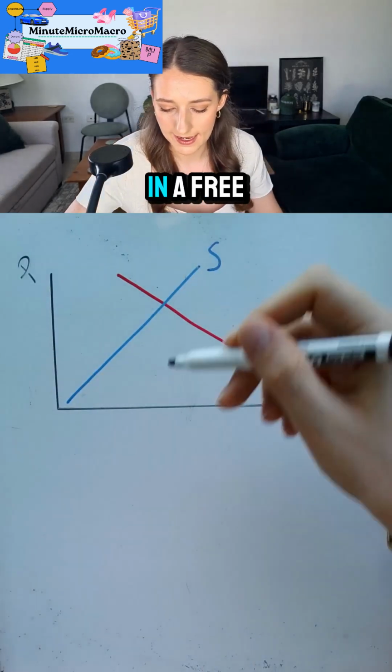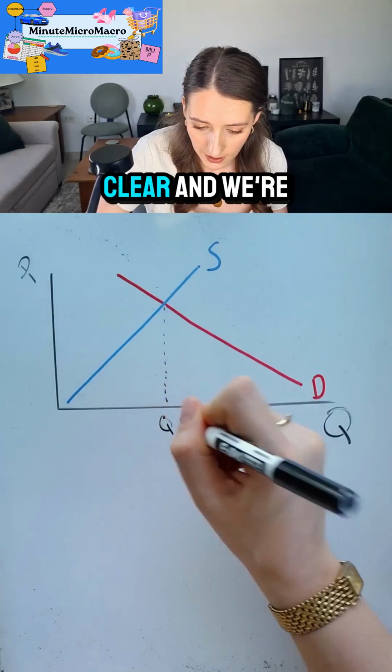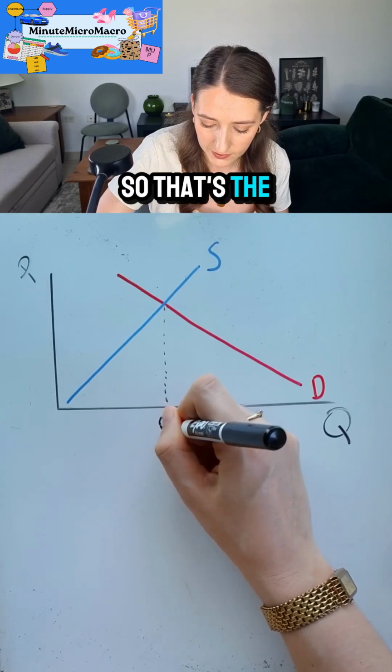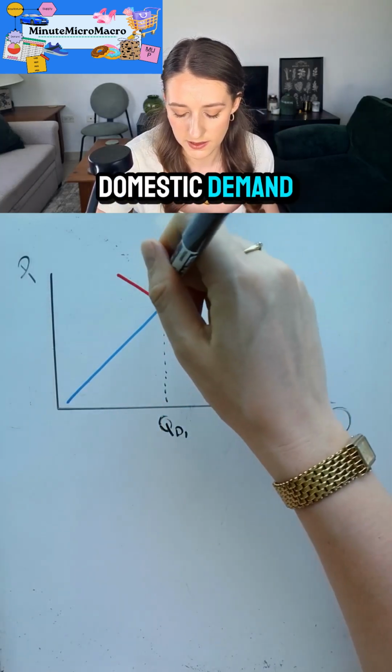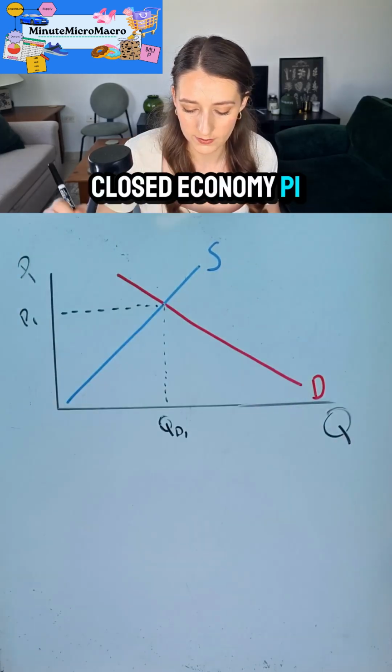We know that in a free market, in a closed economy, the market would clear, and we're going to call that QD1. So that's the domestic demand in a free, closed economy, D1.